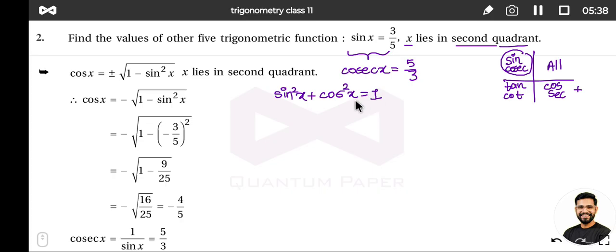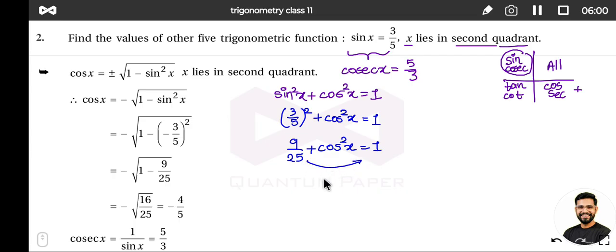Substitute the value of sin x, which is 3 over 5. So (3/5)² plus cos² x is equal to 1. So take the square: 3 squared is 9, 5 squared is 25, plus cos² x is equal to 1. If we take this 9 upon 25 to that side, we will get cos² x is equal to 1 minus 9 upon 25.